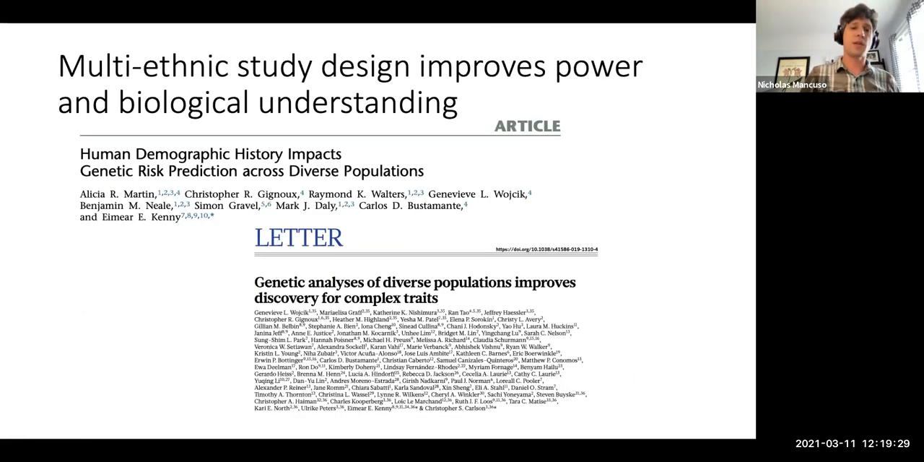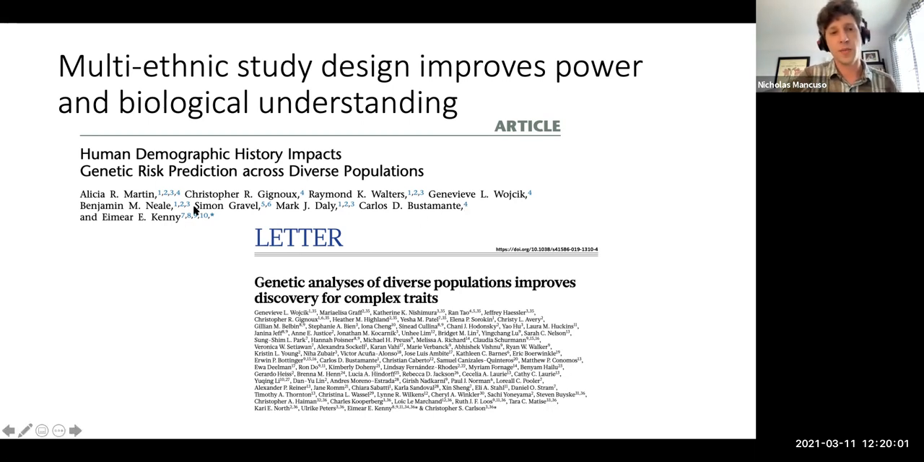Well, several strides have been made in terms of increasing diversity among GWAS participants. USC, I think, has been a leader in that with the Multiethnic Cohort. But in addition to that, there's a large body of evidence now that says that multi-ethnic study design not only improves power in GWAS, but it enhances our biological understanding, right? We actually can do a better job of figuring out what's going on at risk regions when we leverage genetic data across multiple populations.